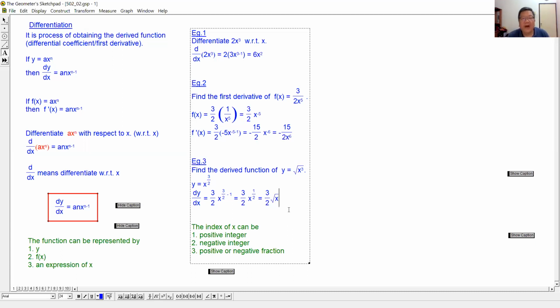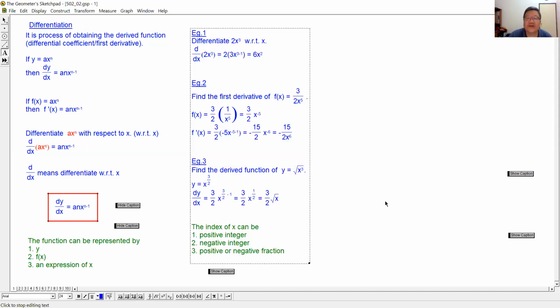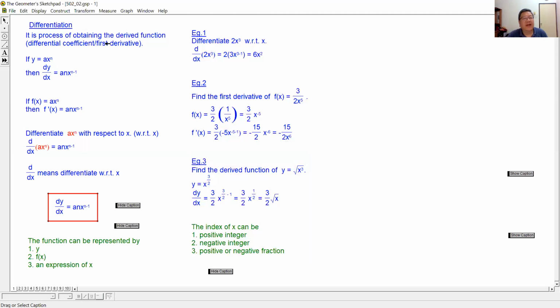Or maybe the question consists of many parts. So probably if you want to continue to differentiate, you leave it in this form, it will be better. If you continue to differentiate, it is no longer called the first derivative. It is called the second derivative. Later on, I'm going to show you.